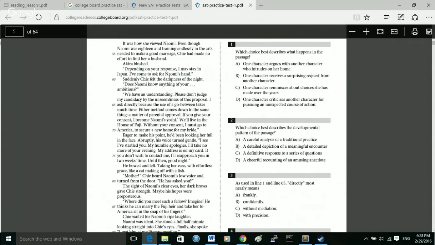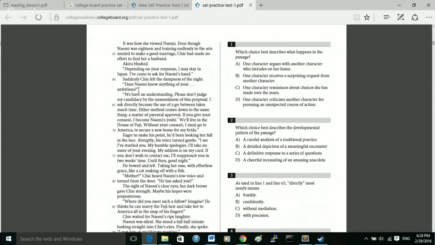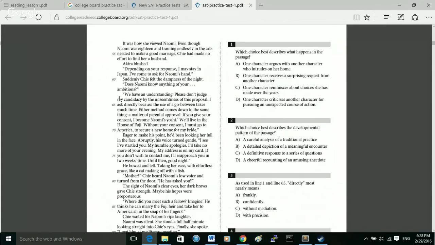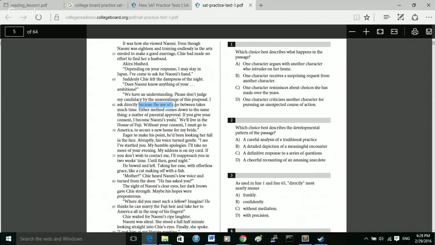Suddenly, she felt the dampness of the night. Does Naomi know anything of your ambitions? Referring to asking for her hand in marriage. We have an understanding. Please don't judge my candidacy by the unseemliness of this proposal. I ask directly because the use of a go-between takes much time. Either method comes down to the same thing, a matter of parental approval. To give you your consent, I become Naomi's Yoshi.